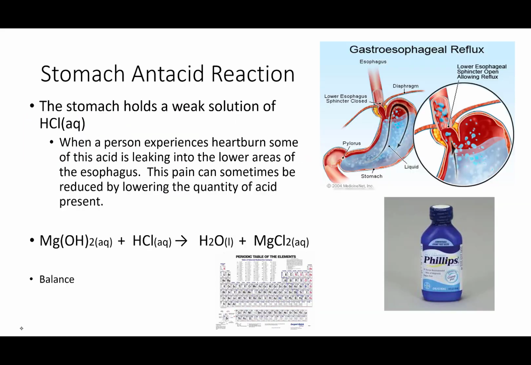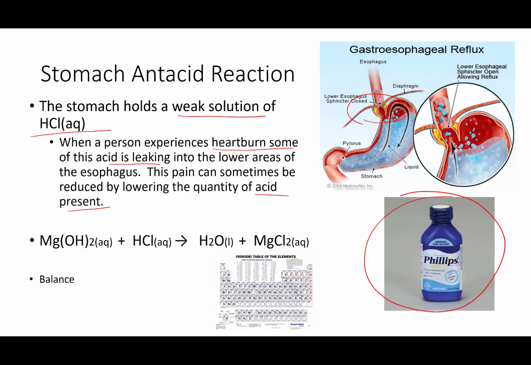One of the other acid-base reactions that is relatively common because we do it to ourselves is when we take some sort of an antacid. Our stomach holds a weak solution of hydrochloric acid as part of our gastric juices. And when a person experiences heartburn, some of this acid actually leaks into the lower areas of the esophagus. This can be painful, and this pain can be reduced by reducing the quantity of acid.